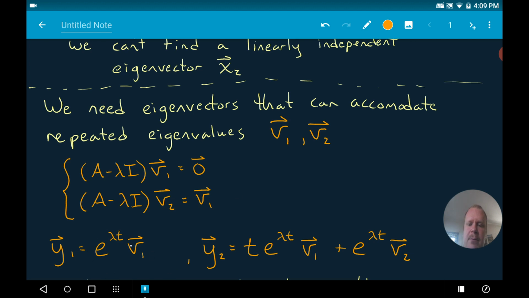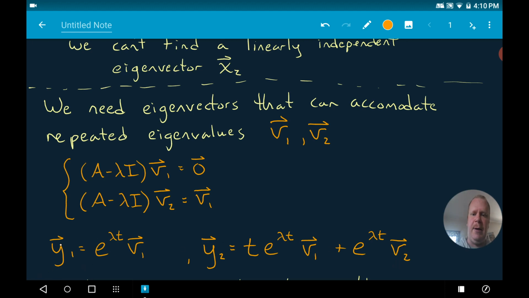V1. Again, for y1, we say that the first solution is e to the lambda t times our eigenvector. And then we can't just write t here, right? For the reason that I gave above, we still get a Wronskian that's equal to 0 if we do that. So our second solution is going to be t times our first solution plus, and then we'll use this second eigenvector.